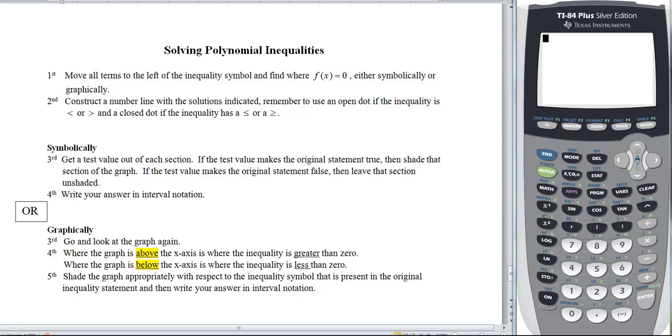Solving polynomial inequalities. This is just the third time we've done inequalities. We did linear, we did quadratic, now we're going to do polynomial. The steps are the same.